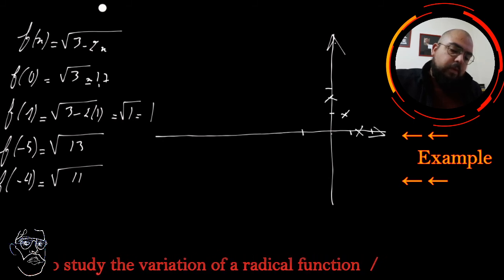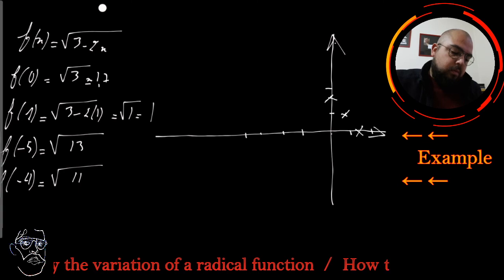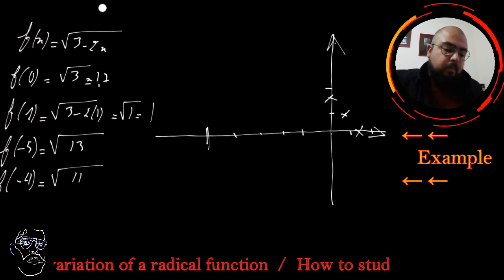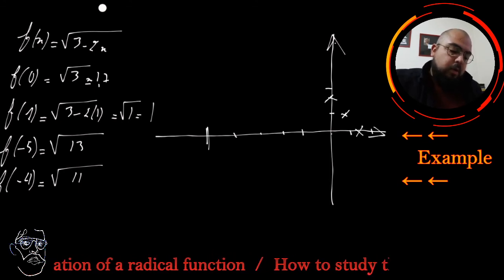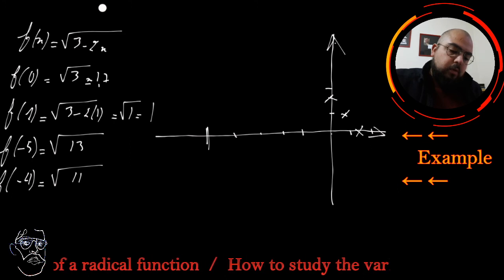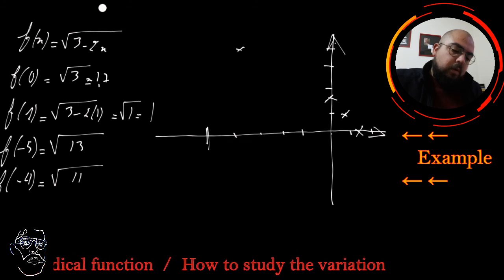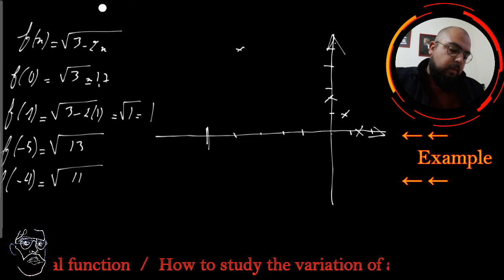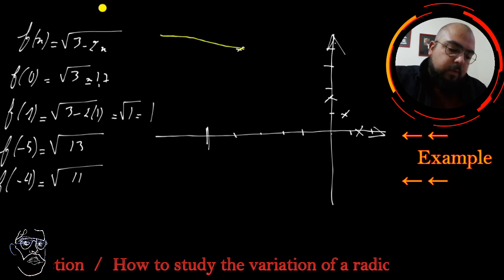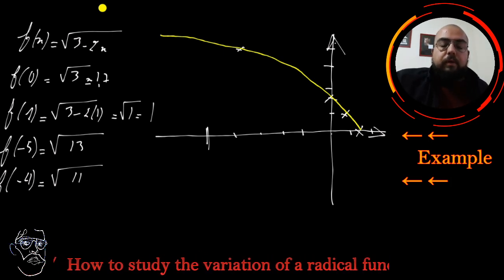F of minus 4, let's say, so f of minus 4 is the square root of 11, so it's 3 point, it will be a certain value which is here. Alright, so I can simply draw my curve. The curve will have a shape like this. So from plus infinity it tends towards 0. So this will be the shape of my curve.